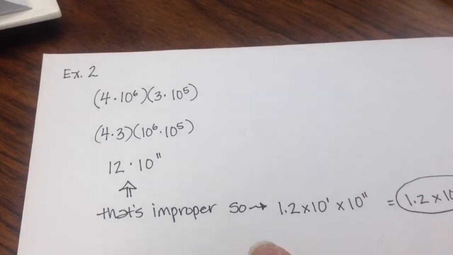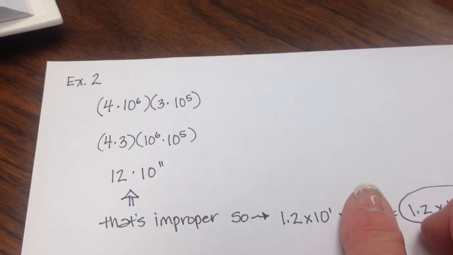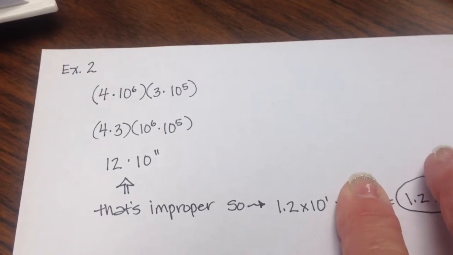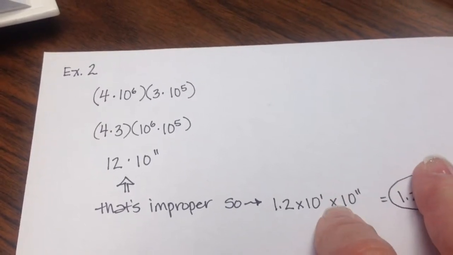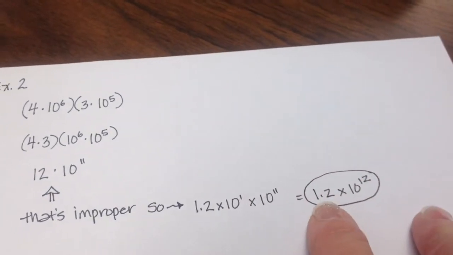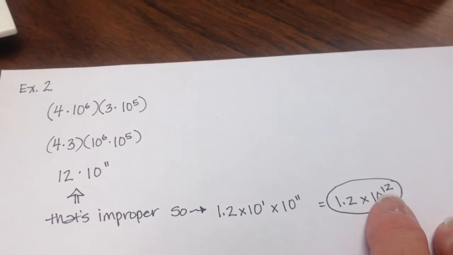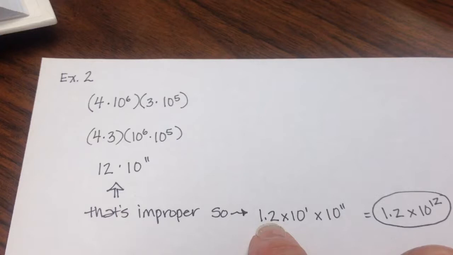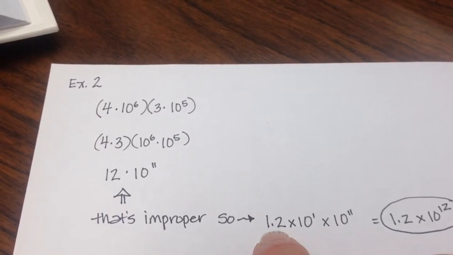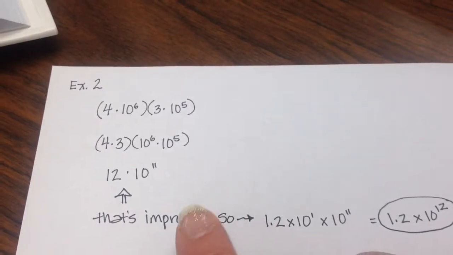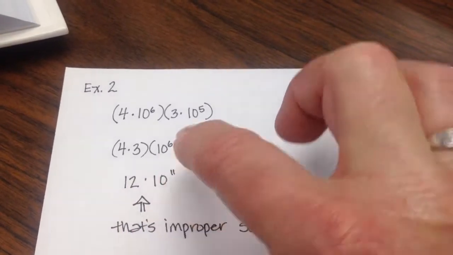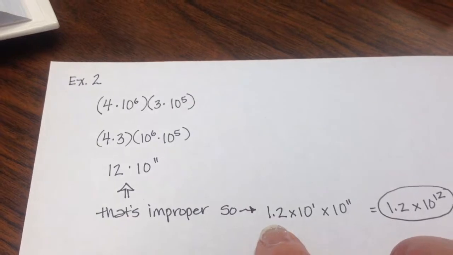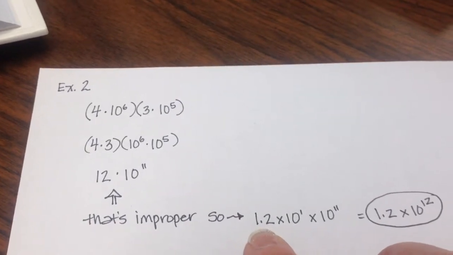So, remember we've done this before. To make this proper, to make that 12 proper, it'd be 1.2 times 10 to the 1st times 10 to the 11th, which would then equal 1.2 times 10 to the 12th. I can only have 1 digit before the decimal point. Okay, I can't have 2 like this. Because remember, every whole number has a little invisible decimal right there. So I can only have 1 digit before the decimal.